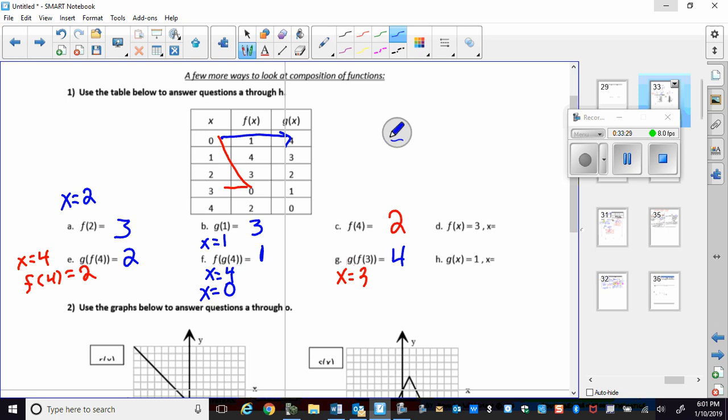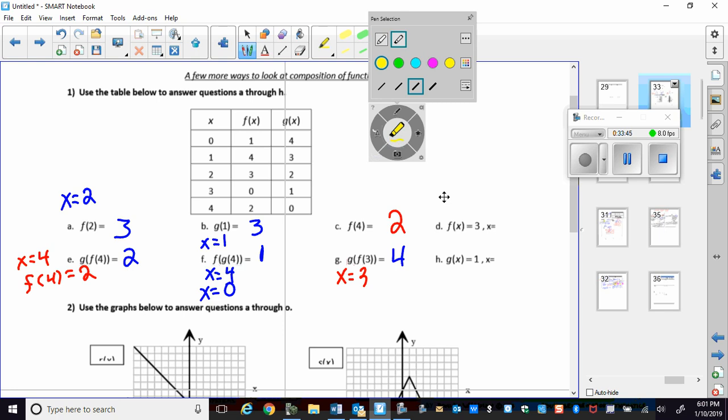So for f of x equals 3, when y equals 3, what is x? So when y equals 3, when f of x equals 3, I'm going to go to the f of x column and find this number. When f of x equals 3, what x value is attached? It's 2. When g of x equals 1, what is the x? It's 3.